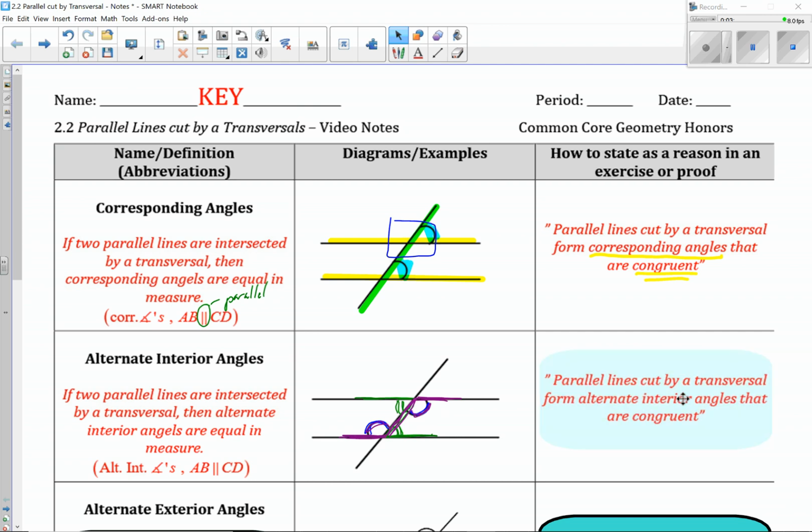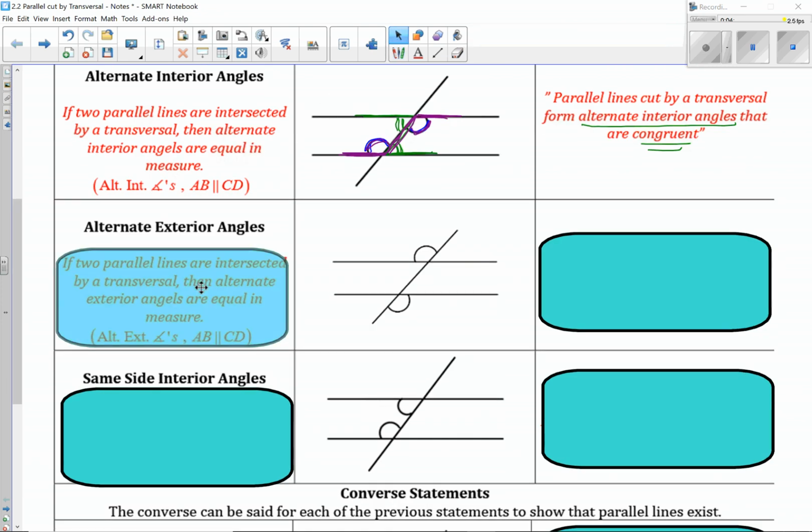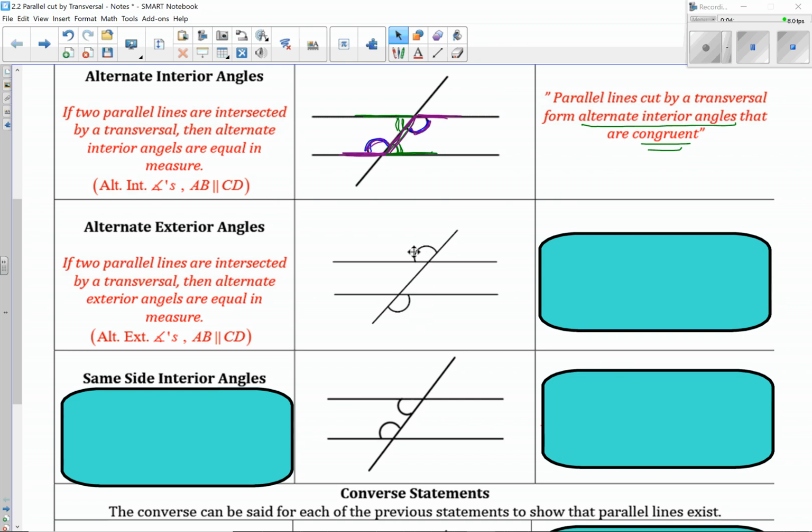Once again, this line looks almost identical to the other. The only thing different now is we've got: parallel lines cut by a transversal form alternate interior angles, and they are congruent. So that's the only difference between those two sentences, the specific type of angle, because in both cases, the angle measures are still equal to each other. They're congruent. All right, next one, we've got alternate exterior angles. Again, alternate meaning opposite sides of the transversal, and exterior meaning outside of the parallel lines.